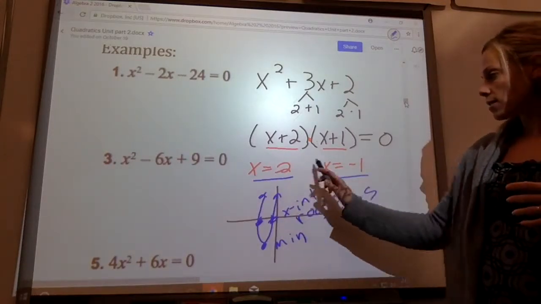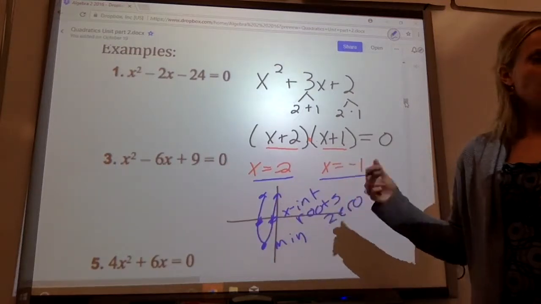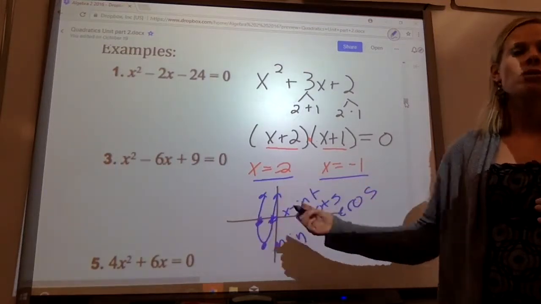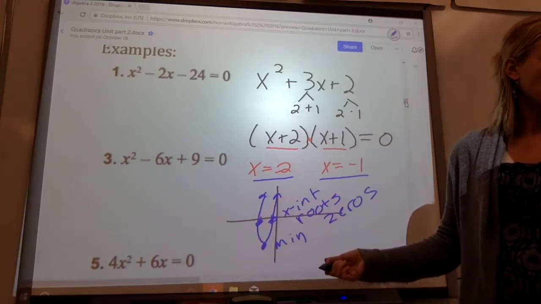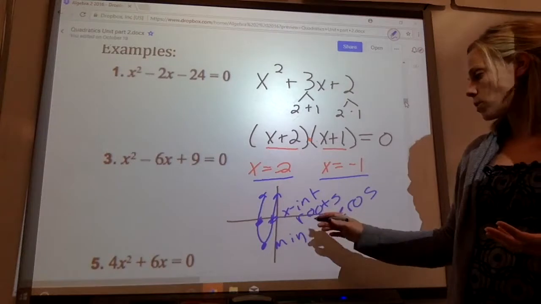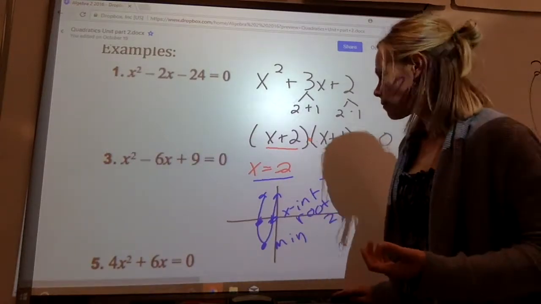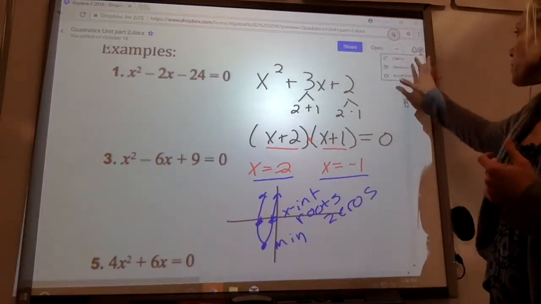So it crosses at negative 2 and negative 1. So when I solve the factoring, I'm solving for where is it crossing the x-axis. So when I get answers today, that's what I'm solving for. I'm solving for the roots, the x-intercepts, the zeros. Okay? So let's do some examples here.